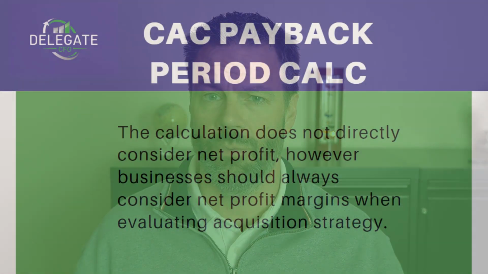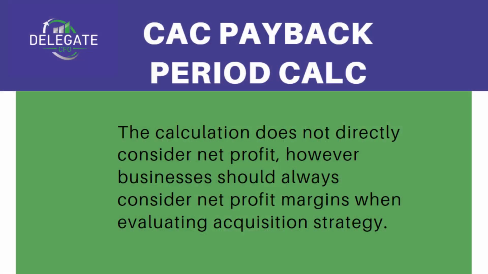Now, it's important to note that this particular formula, the CAC payback period, only really considers the cost, the CAC, divided by the monthly recurring revenue. Now, when you look at this particular formula, it does not directly consider net profit in the calculation. However, businesses really should always consider their net profit margins when evaluating the overall profitability of their acquisition strategy. A higher net profit margin usually indicates that the business is generating more profit from the customer. However, this can actually offset a longer payback period.